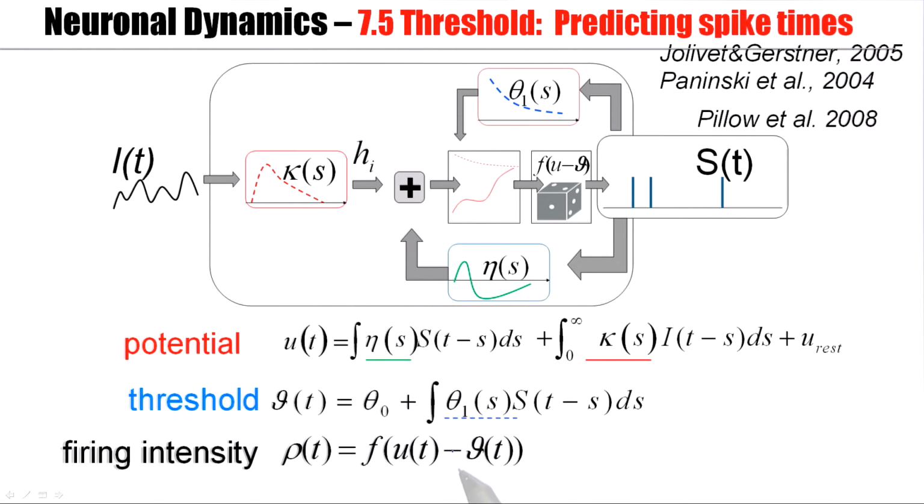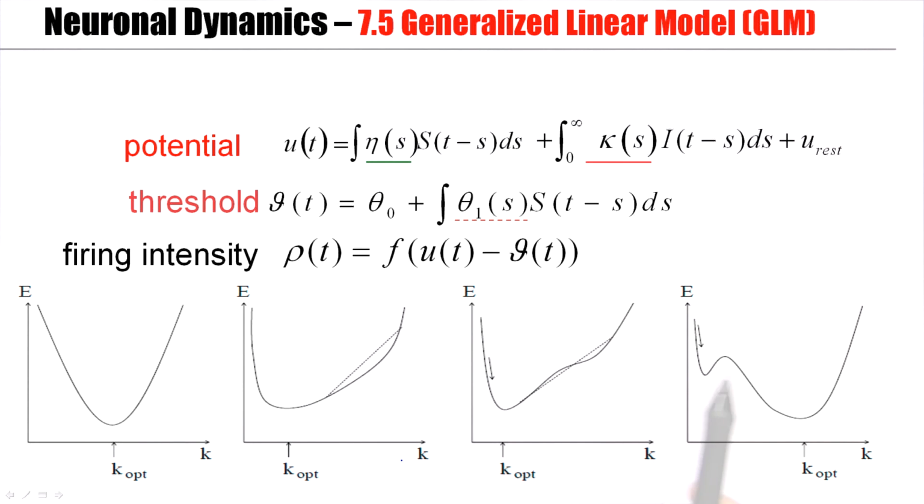And now the aim is to not just predict the subthreshold membrane potential, which we can do by optimizing kappa and eta using quadratic error functions on the membrane potential. Now we also want to predict the spike times. But predicting spike times involves this stochastic firing intensity, which is a nonlinear function of the voltage. And here is a very nice result. Note that the membrane potential, as discussed, is linear in the parameters eta and kappa.